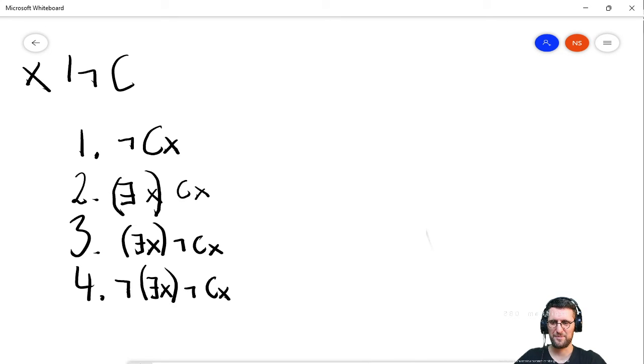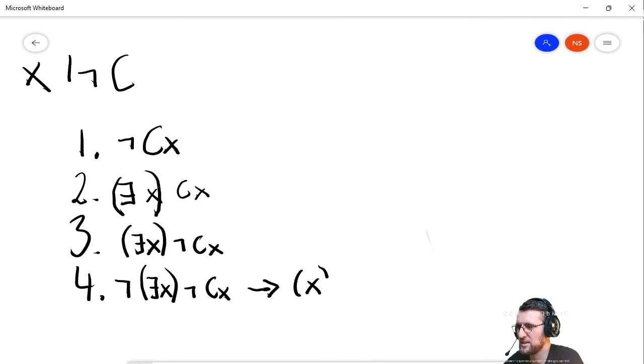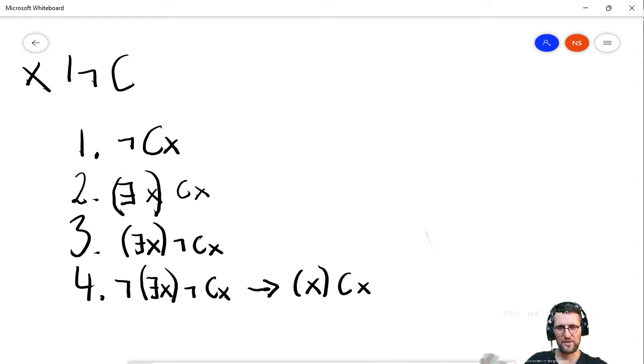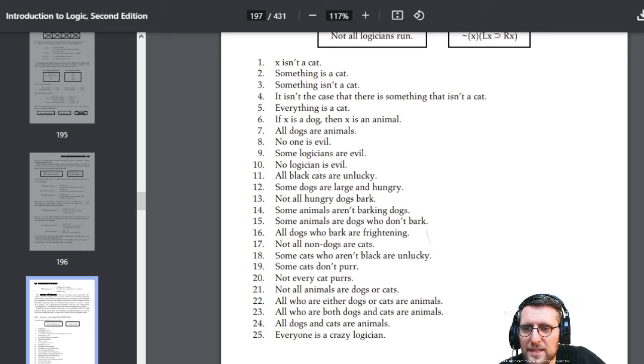Which means, can we translate that? Technically it means that everything is a cat, right? So for all X it is true that CX, if I'm not mistaken. So everything is a cat, right? Let's look at this again here. It isn't the case that there's something that isn't a cat. So yeah, everything is a cat. That's what I just wrote, so that's 5.